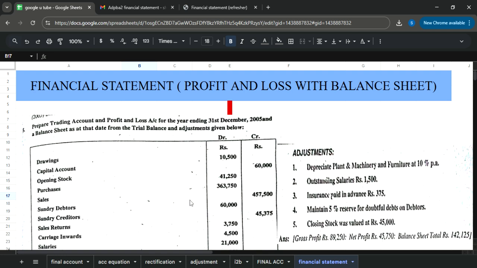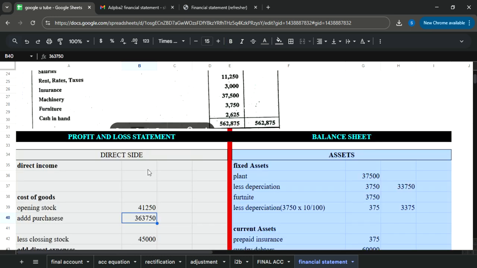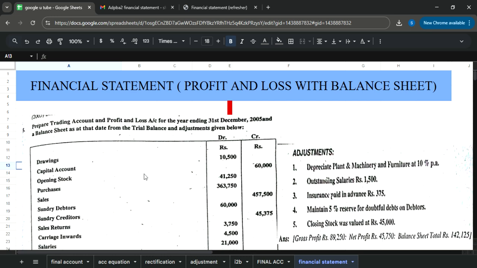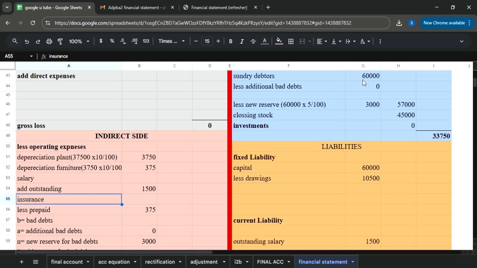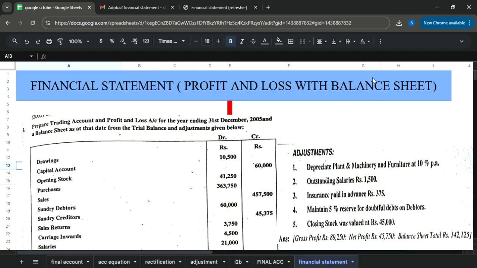Then we have sales, 457500. That was the amount of sales. Alright, sales has been completed. Next is debtors. Debtors 60,000 we have already mentioned over here. As you can see, 60,000 debtors already written.